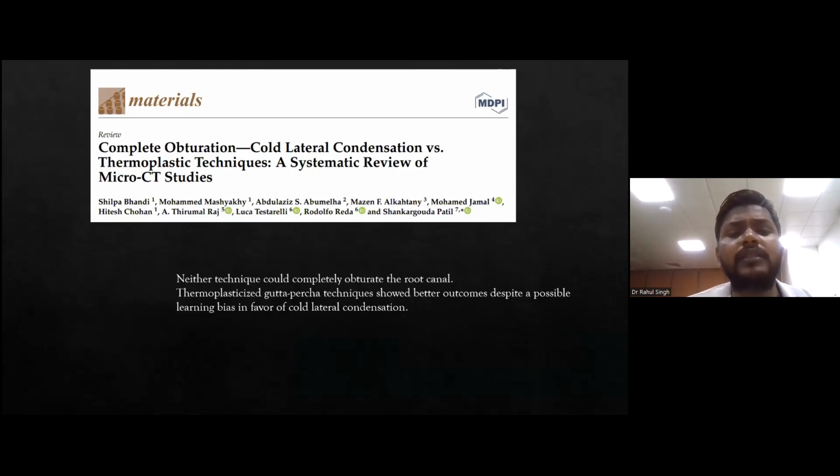Coming on to one of the studies, in which they conclude that neither technique could completely obturate the root canal. Some of the spaces in the root canal will be left untouched after chemomechanical preparation and after obturation also. And thermoplastic gutta percha shows better outcome despite a possible learning bias in favor of cold lateral condensation. So in our practice, if the canal is curved, or according to our armamentarium, first we should always look for a thermoplastic gutta percha technique. Then only we should jump to either cold lateral compaction or any other single cone technique.